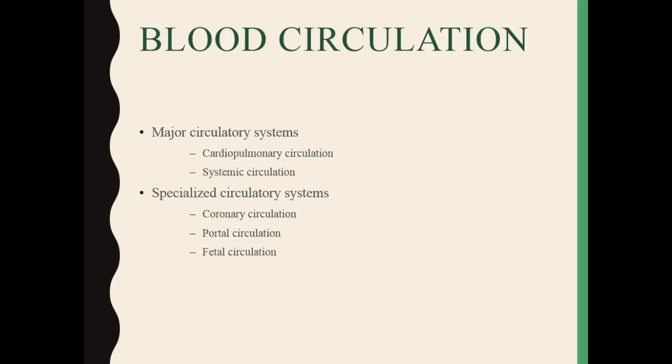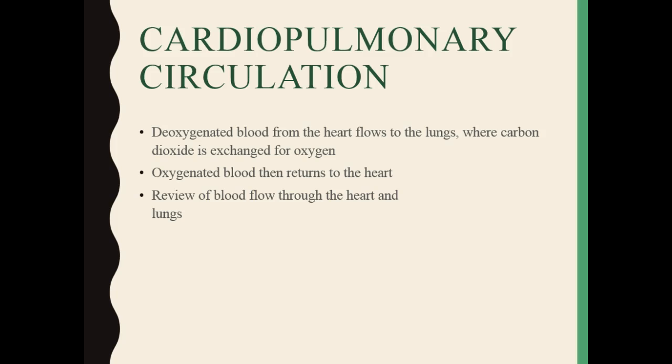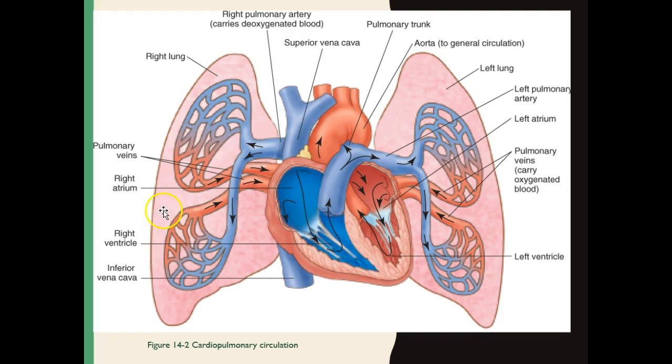All right, blood circulation. There are two major circulatory systems. We have discussed these two before, the cardiopulmonary circulation and the systemic, but we will also look at three additional specialized circulatory systems today. The first one, the cardiopulmonary, is the one that we know and love that takes blood from the heart to the lungs to be oxygenated and then returned back to the heart. And here is a diagram of this. Please pause this so that you can look at the flow patterns, just following the arrows from the heart to the lungs and back. I should say from the right side of the heart to the lungs, back to the left side of the heart.